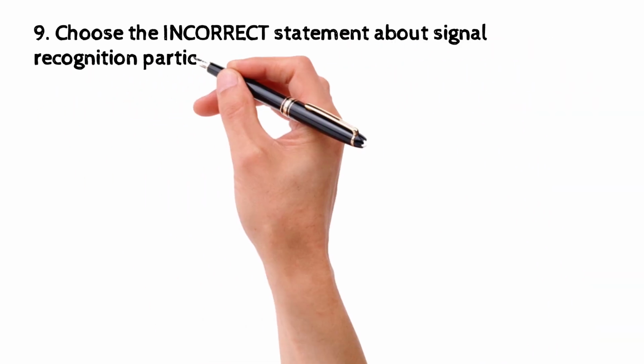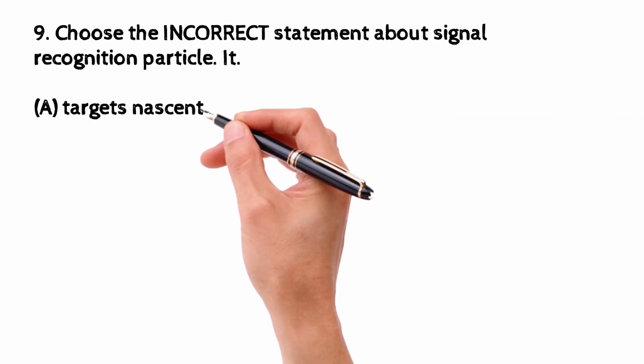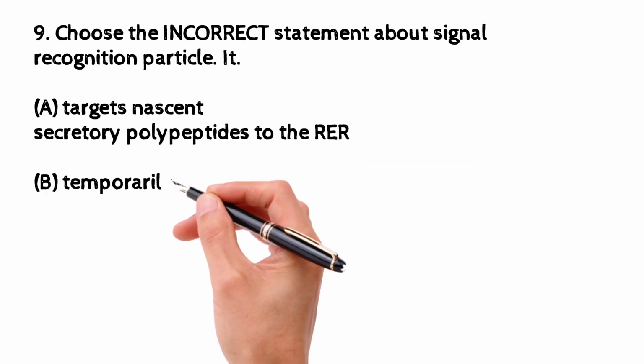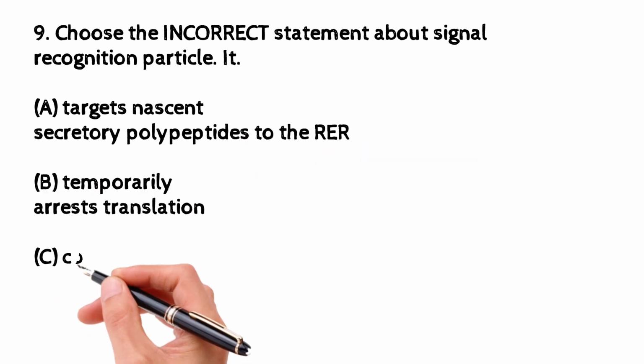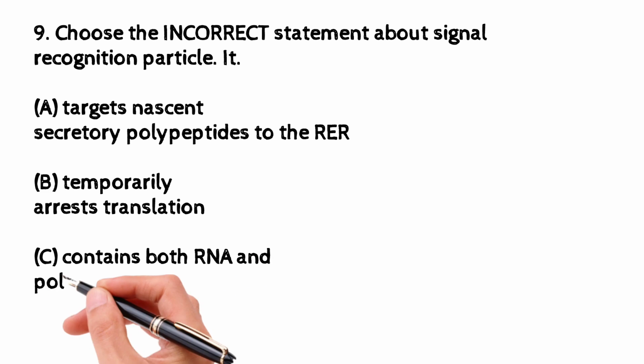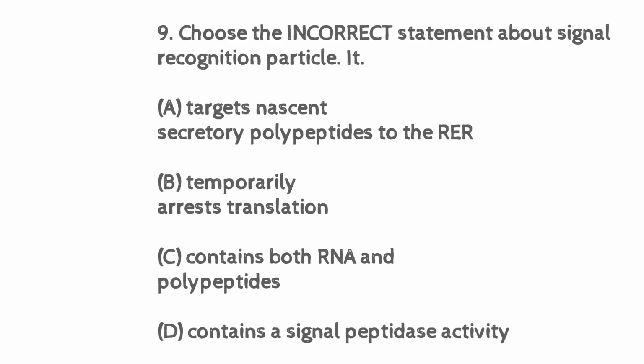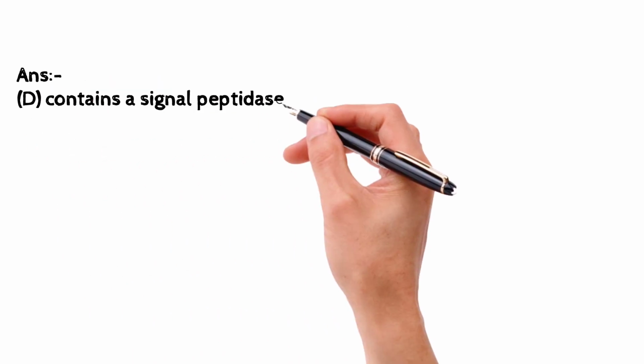Now, the next question is 9. Choose the incorrect statement about signal recognition particle. It: A. Targets nascent secretory polypeptides to the RER. B. Temporarily arrests translation. C. Contains both RNA and polypeptides. D. Contains a signal peptidase activity. The correct answer is D. Contains a signal peptidase activity.